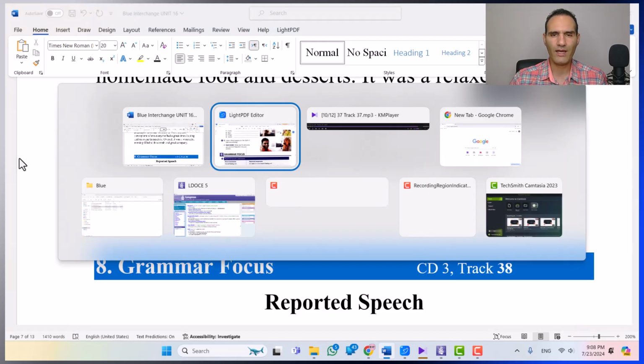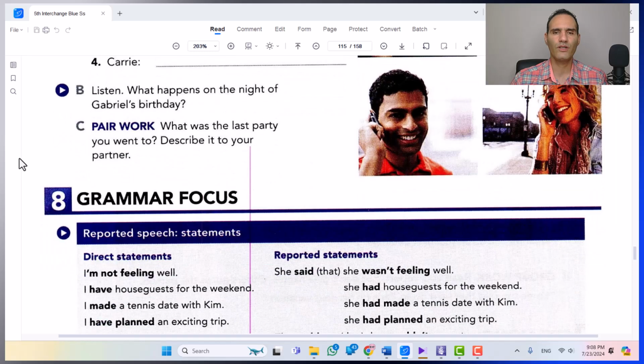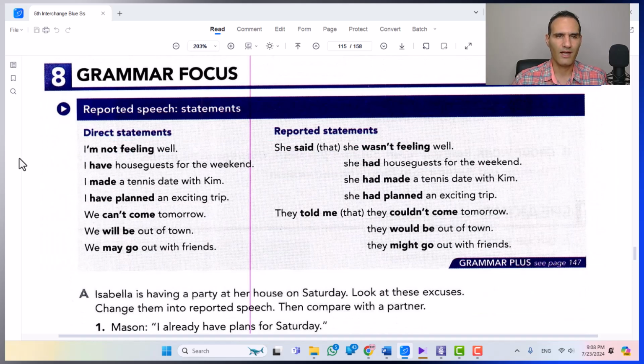And now that is the time we are heading for exercise 8, grammar focus, reported speech, this time statements. So they are statements with a period at the end. They are not questions. They are not imperative sentences. They do not begin with a verb. They are not like open the door, come on time, don't be late. They are imperatives and they are the previous grammar part.